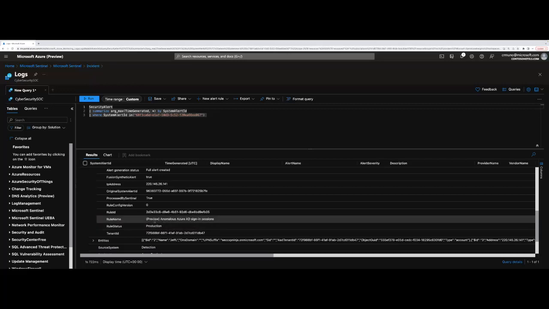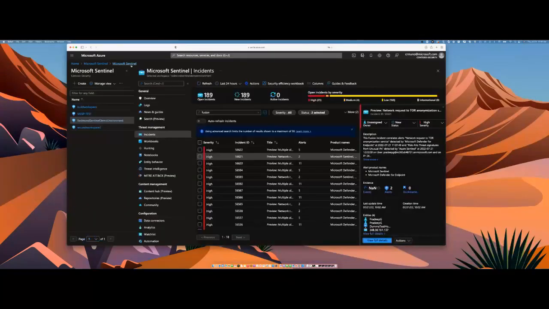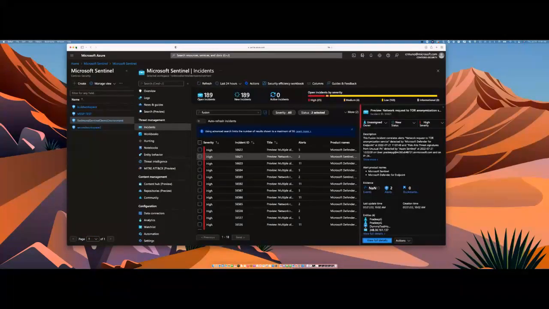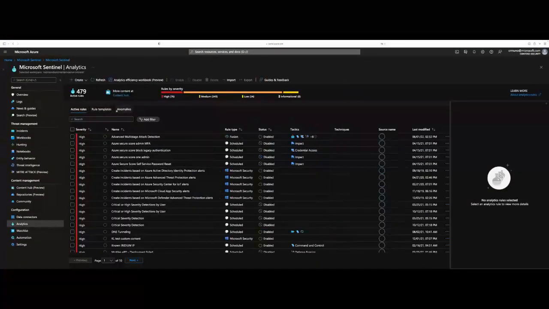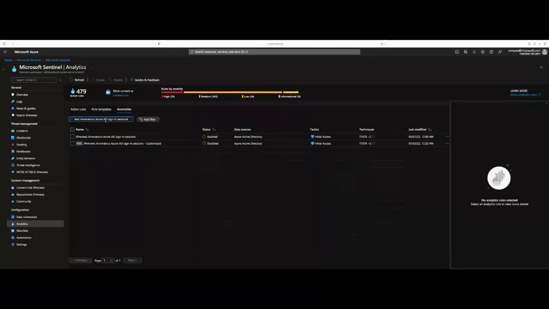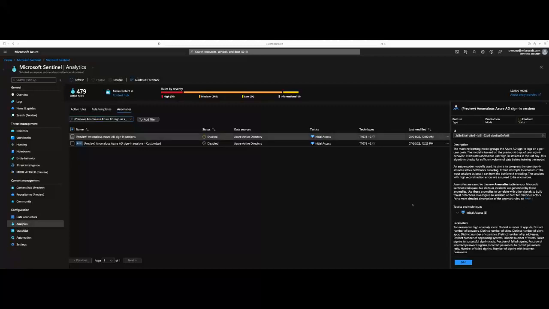Now imagine that this is an anomaly that we may want to fine tune because again, this may be a false positive or maybe we want to increase the threshold. This is where you would go back into analytics. And then under anomalies, you will paste that rule in. When you paste that rule in, you're going to see different templates that we have here. So for example, we have an anomalous Azure AD sign-in session. I can select this one. I can duplicate it. And when I duplicate it, this is where basically I am able to customize this template.